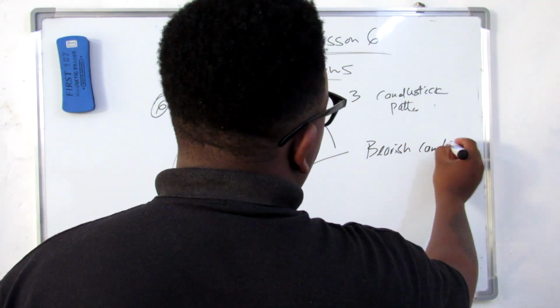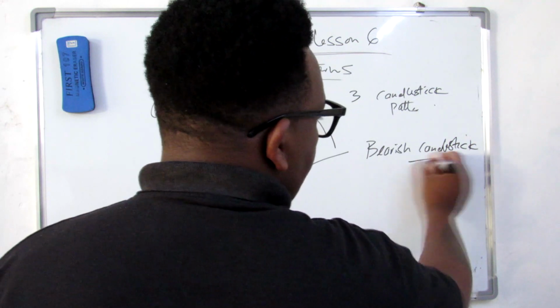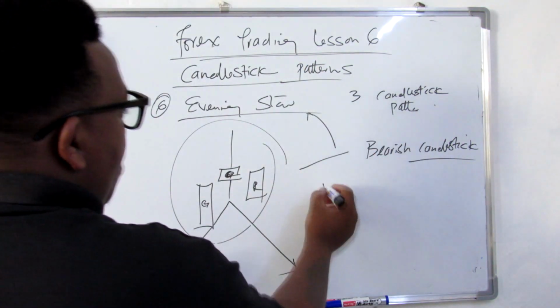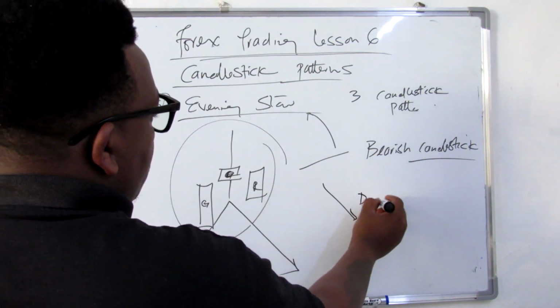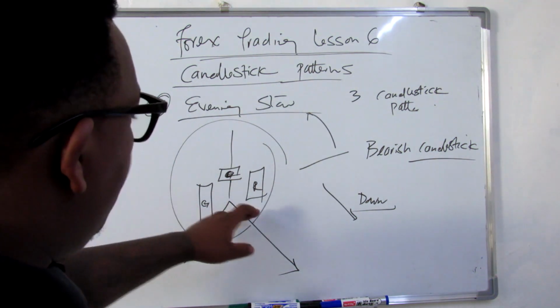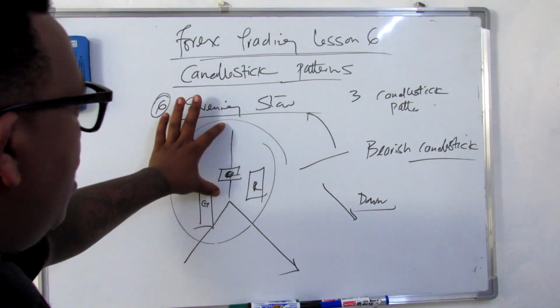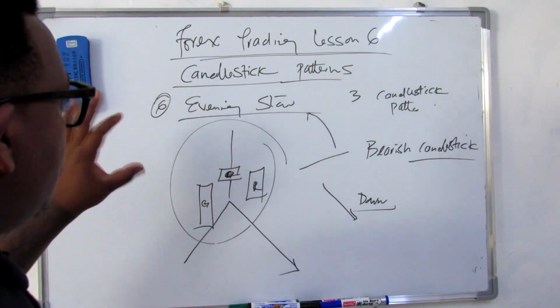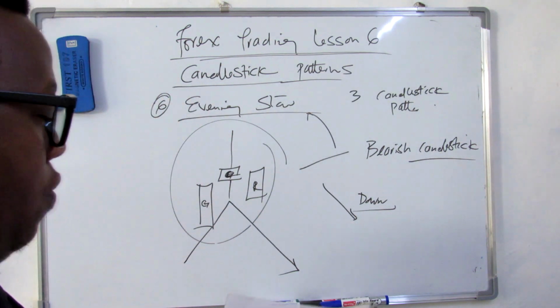candlestick. This is a bearish candlestick, and the market is about to go down. So it's important for you to understand that, and it's a combination of three candlestick patterns, as well as the shooting star. So that's important also for you to know.